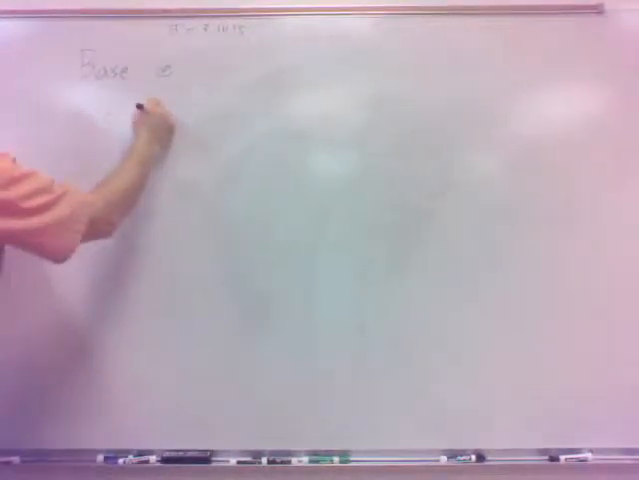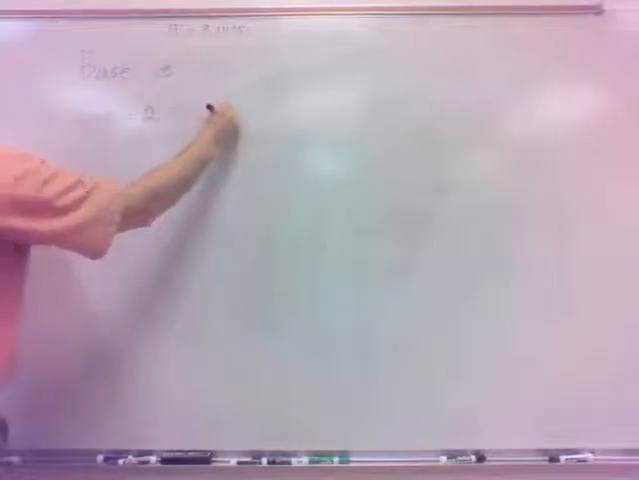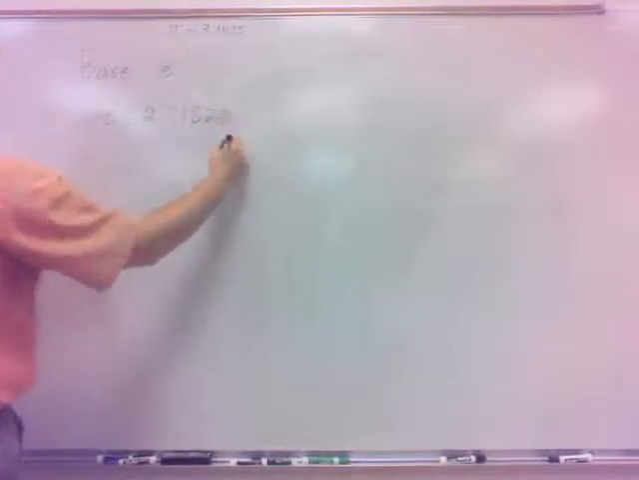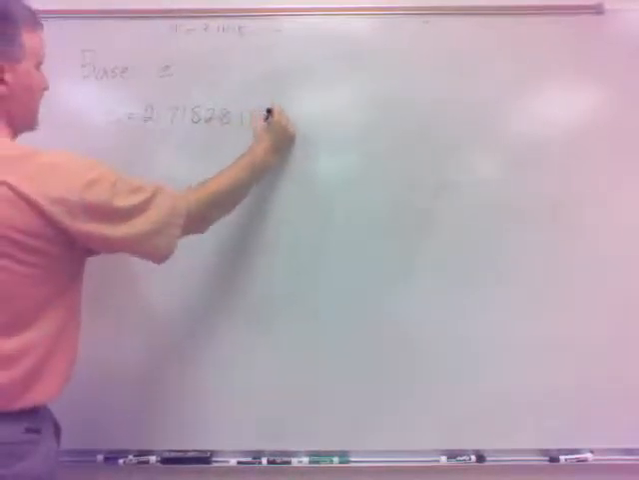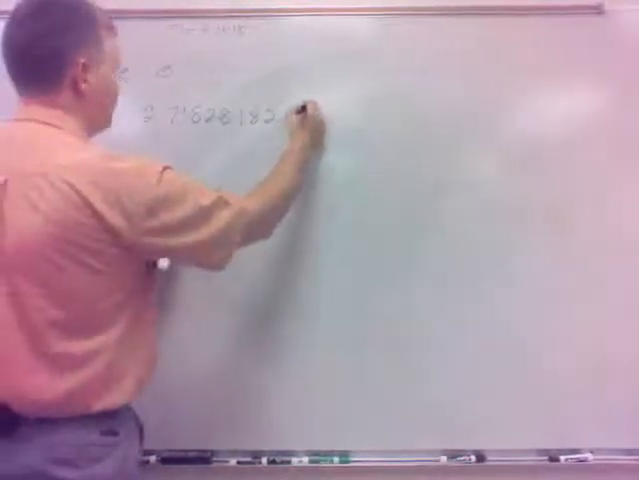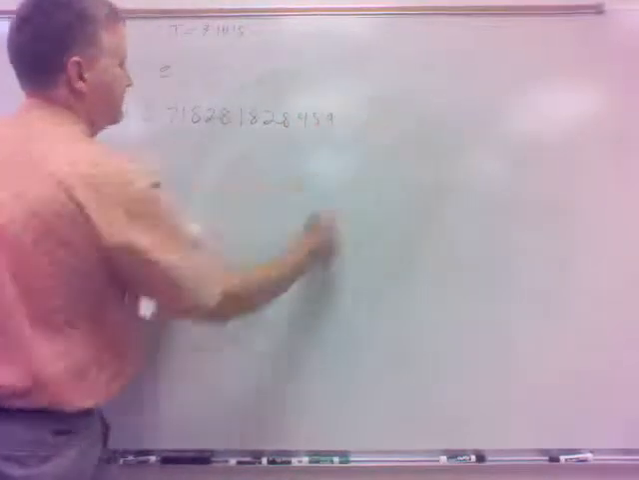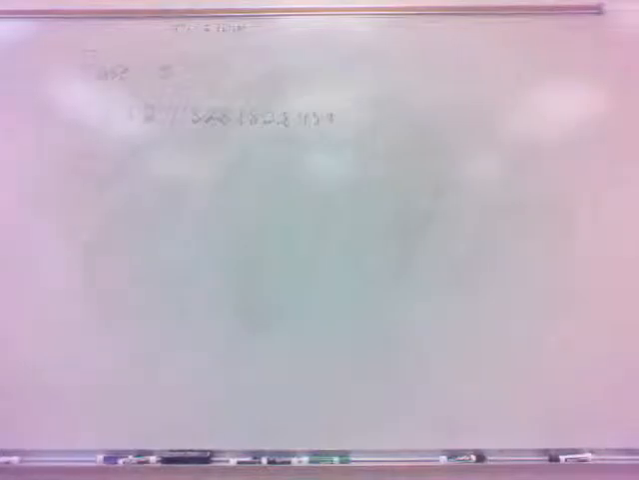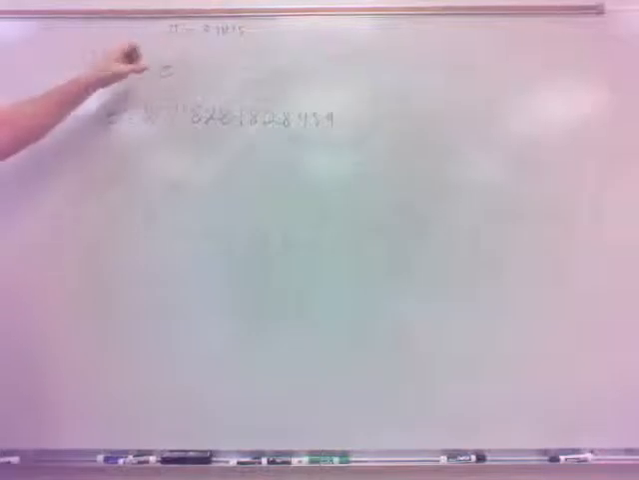It's 2.71828, and then the next ones are 1828. So it kind of looks like it's starting to repeat. However, the next ones are 459, and it's a never-ending number like pi. That's what E equals. And turns out that's not a randomly assigned number. That is a naturally occurring number, kind of like pi is.